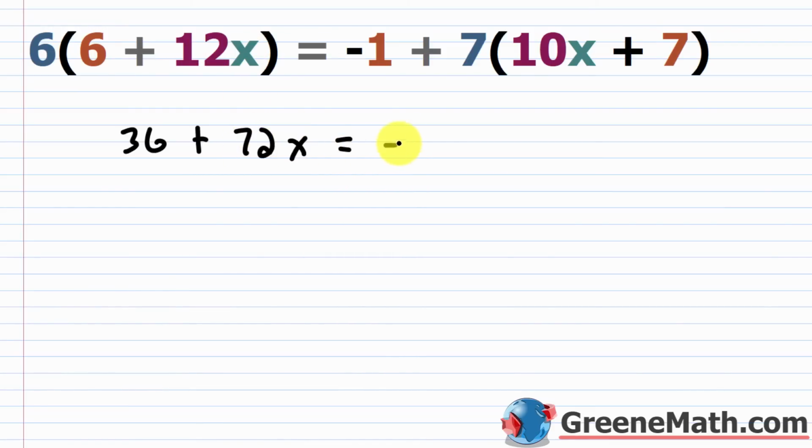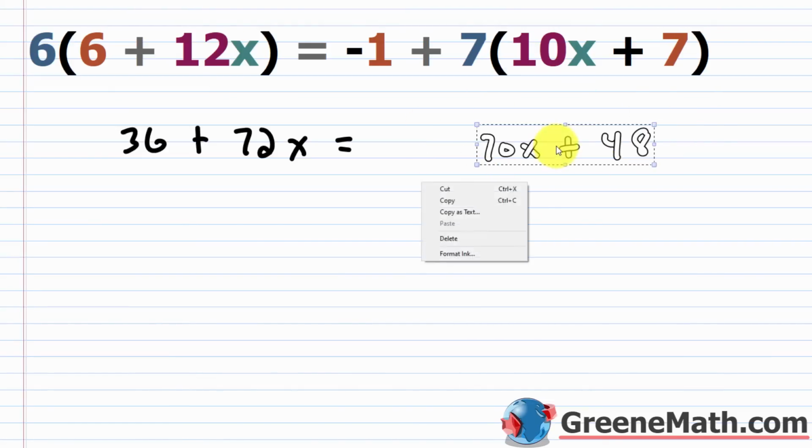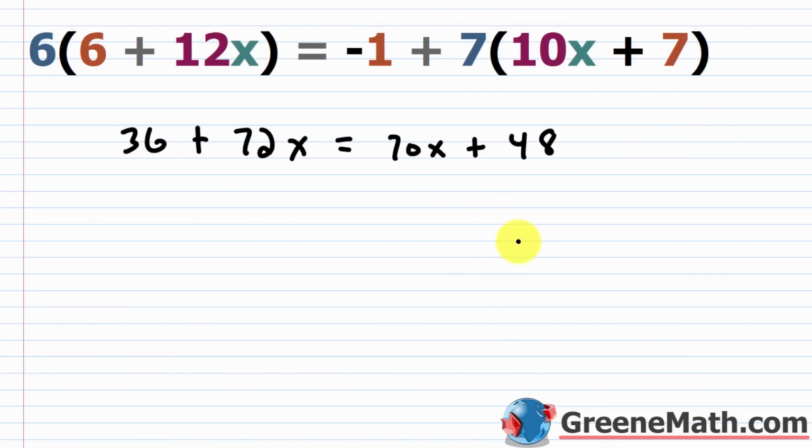This equals, you have negative 1 plus 7 times 10x, which is 70x. And then plus 7 times 7 is 49. We know that negative 1 plus 49 is 48. So let's just erase that and put a 48 there and get rid of this plus sign in front there. Let me slide this down a little bit so it looks a little bit cleaner. Okay, so that's as simple as we can make each side.